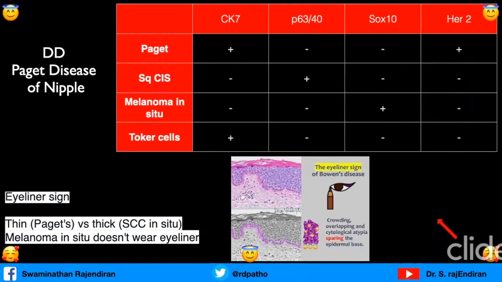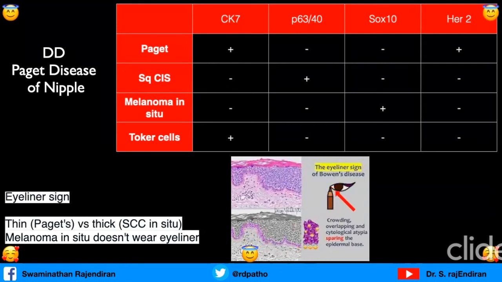And there is another beautiful thing known as the eyeliner sign. The eyeliner sign refers to the basal cells, whether they are preserved, thick or thin. Predominantly in Bowen's disease, the basal cells are preserved. In squamous cell carcinoma in situ, the basal cells are preserved.